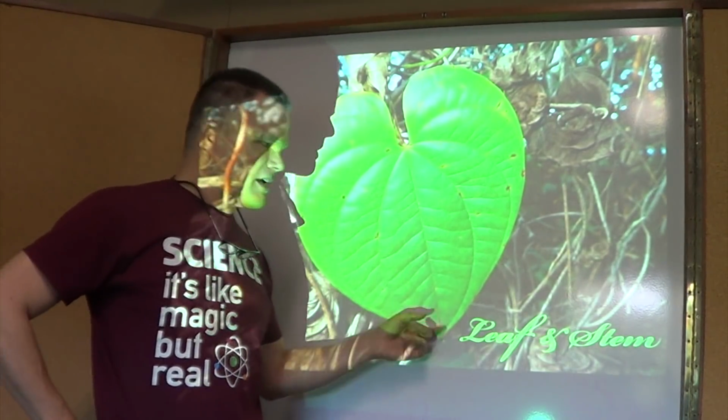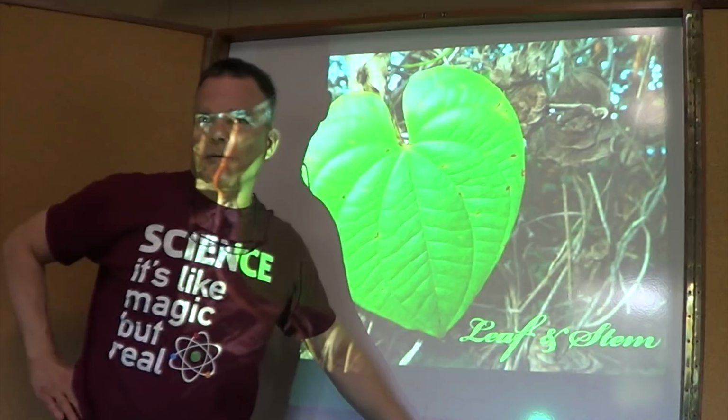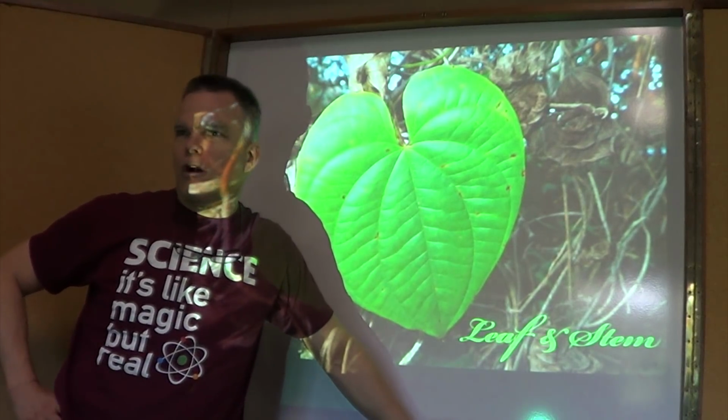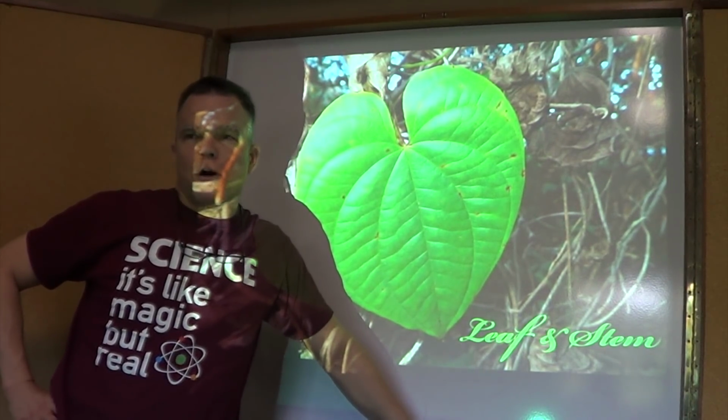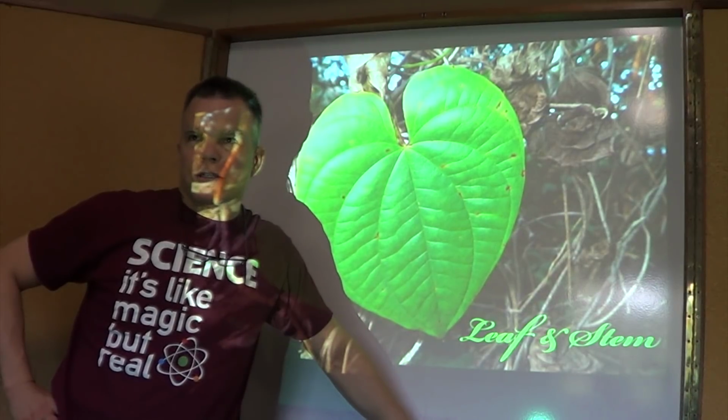Today what I want to do is take a look at leaves and stems. I'm going to be showing you some tricks to draw what you see. This is part of a three-part series on drawing trees.